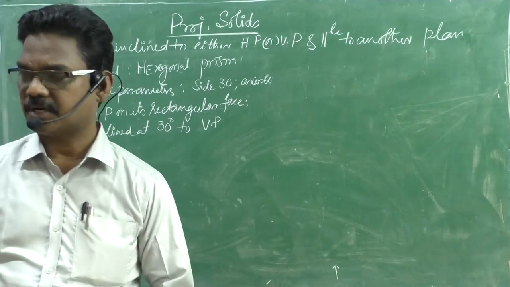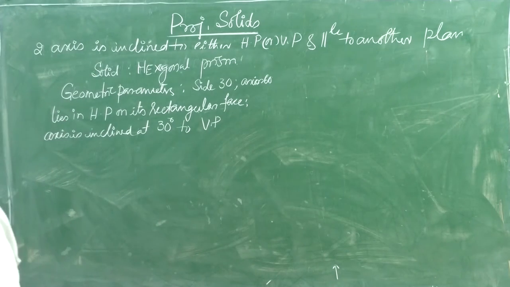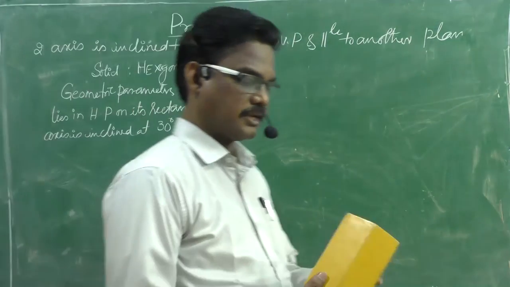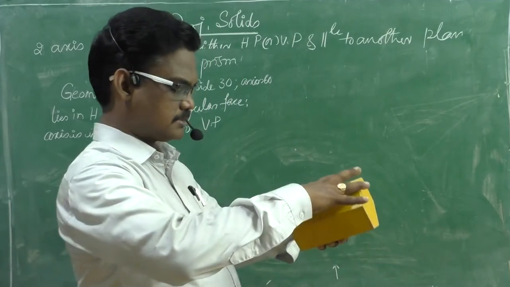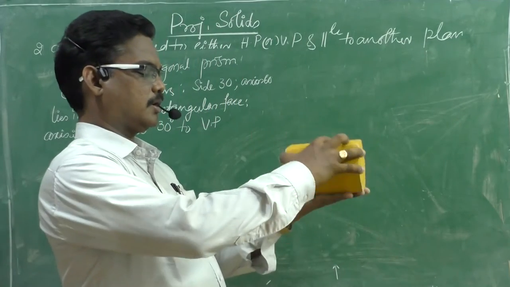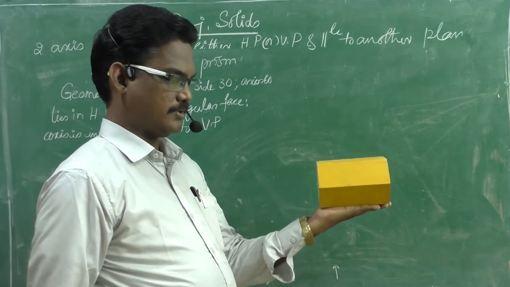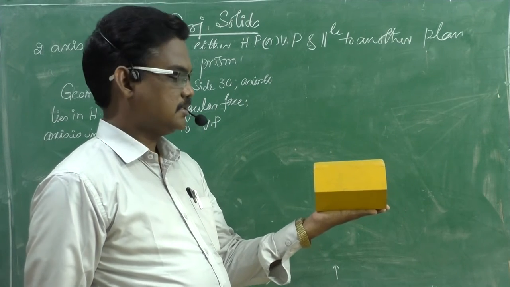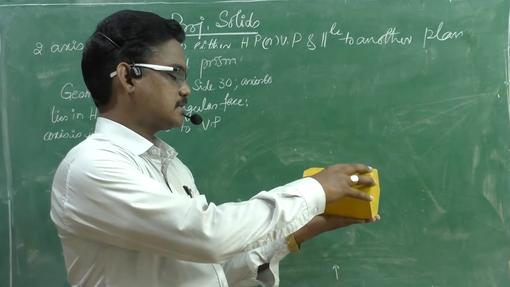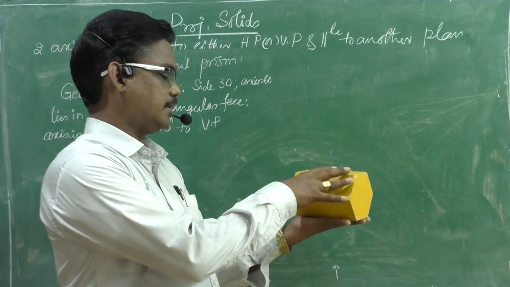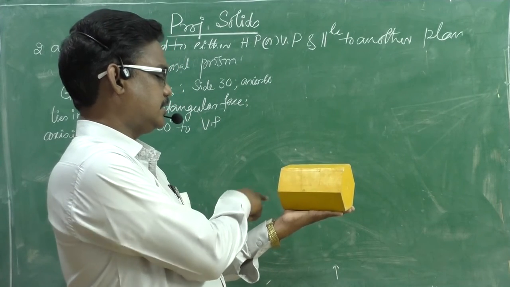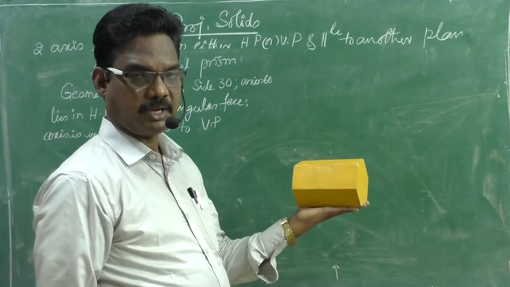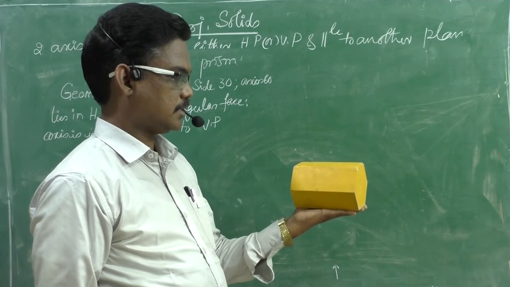Now imagine the respective position. This is the hexagonal prism. It lies in the HP on one of its rectangular faces. That means on the lateral surface, it is a rectangle, right? Now, the axis of the solid makes an angle of 30 degrees with the VP. This is the position, okay?